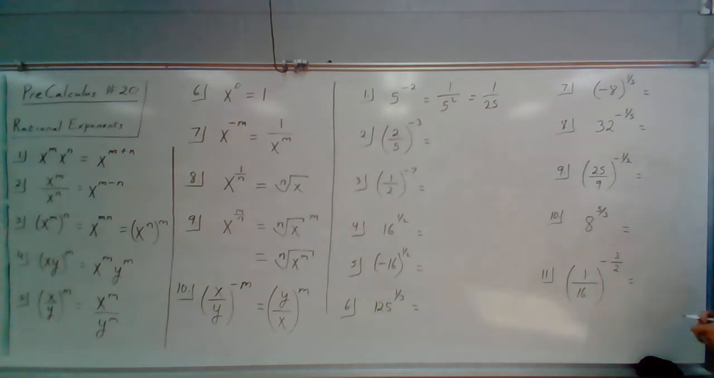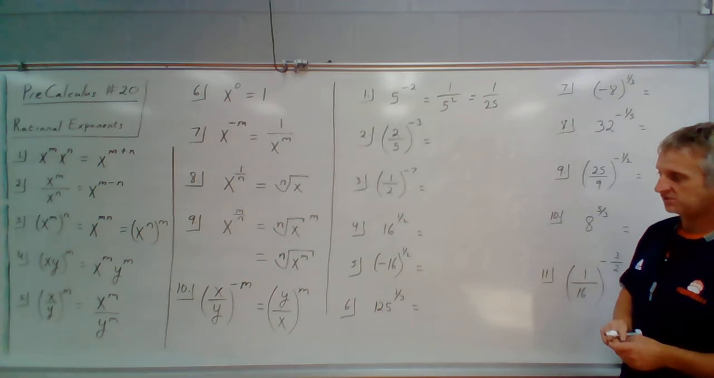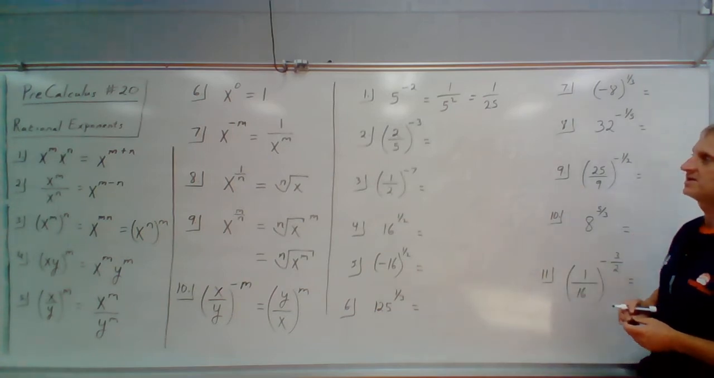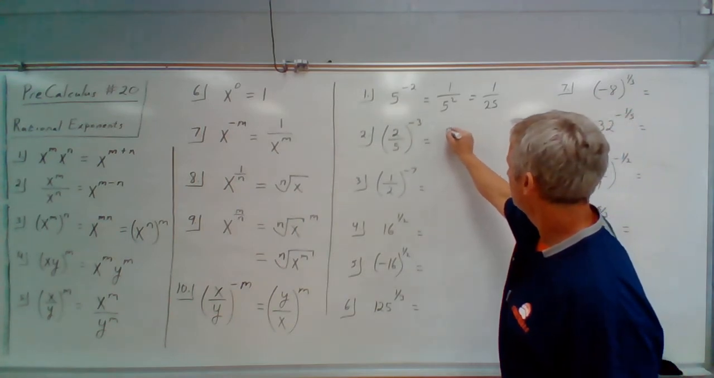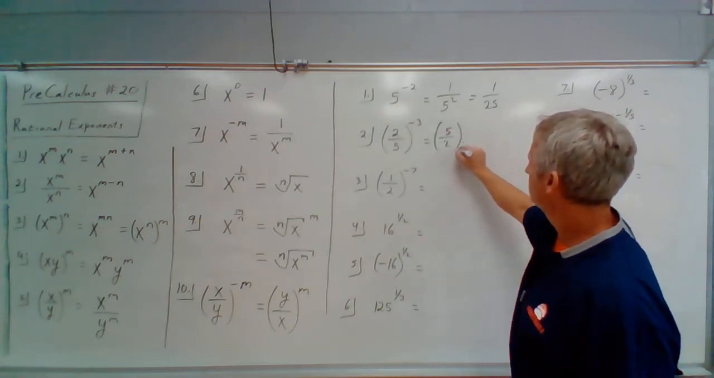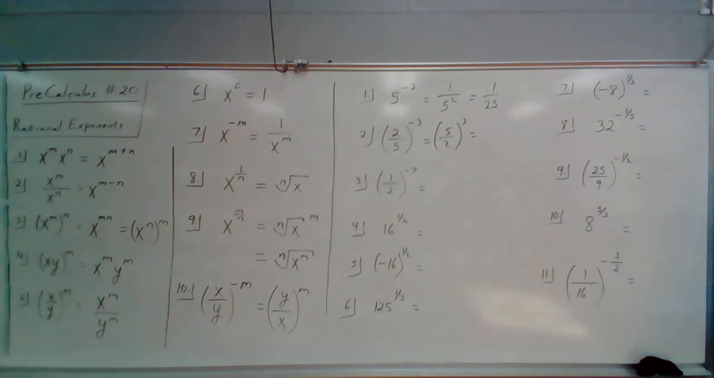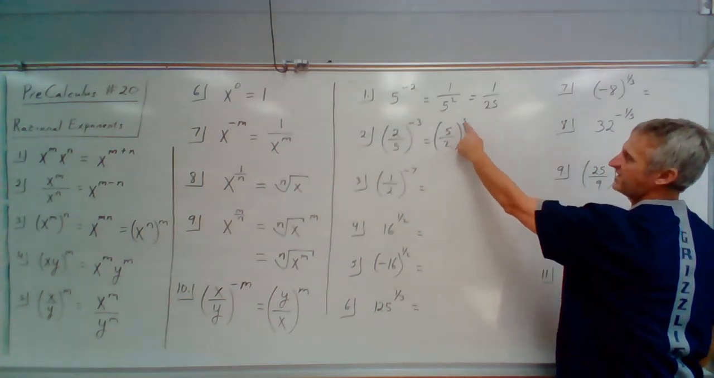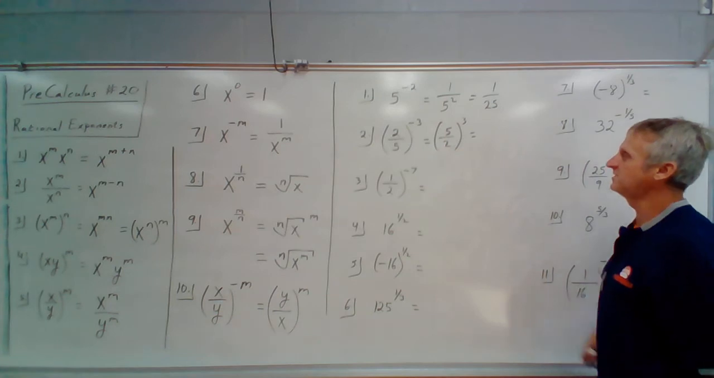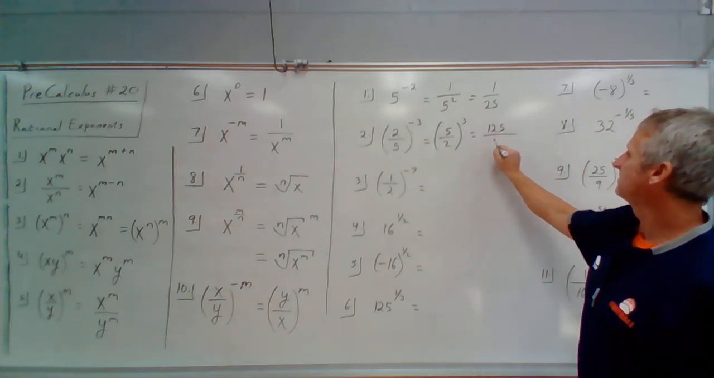All right, 2/5 to the negative third. Okay, so rule number 10 tells us what to do with a fraction raised to a negative exponent. I can flip the fraction, make that 5 over 2 to the third. All right, and then rule number 5 tells us how to handle this. This 3 can apply to both of those, so it would be 5 to the third, 2 to the third. 5 to the third is 125. 2 to the third is 8.